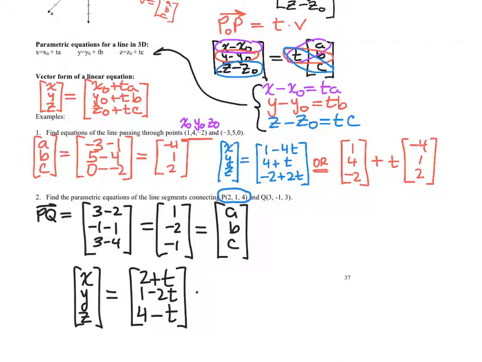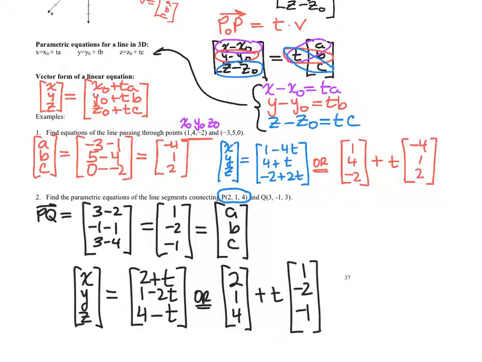Or I can parameterize it and write it as 2, 1, 4. The benefit, again, of writing it this way is that you could just snag your initial point and make that a column vector plus your parameter t multiplied by your ABC, which is 1, negative 2, negative 1.